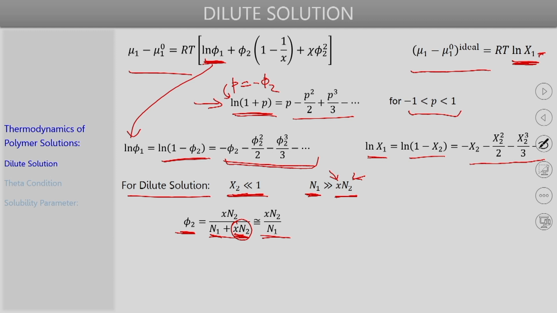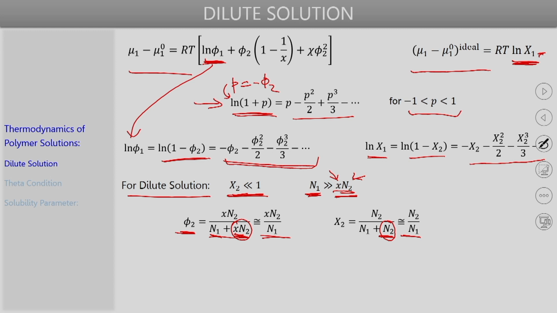Similarly, for the mole fraction x2, that is defined as N2 by N1 plus N2, and again since x times N2 is much smaller than N1, of course N2 itself will also be much smaller than N1, so we can neglect this term N2 with respect to N1, and we get x2 as approximately N2 by N1.